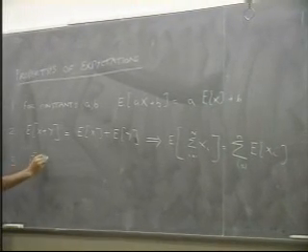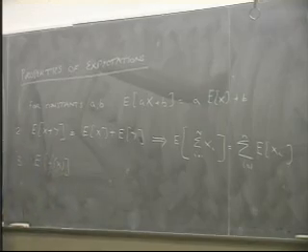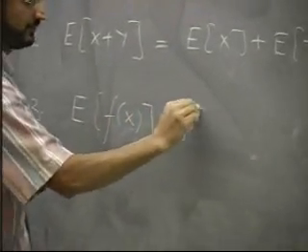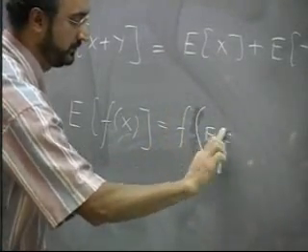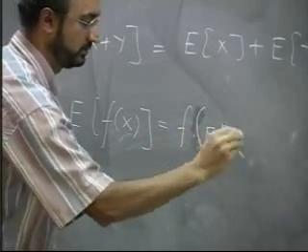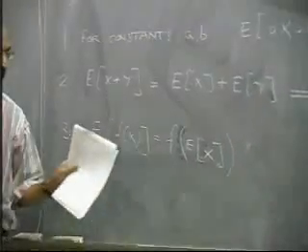It says the expected value of f of x, where f is any function, is nothing more than f of E of x. From a symbolic manipulation purpose, we can pull the f out of the E. If you have an E of f of x, we can make it f of E of x. And of course, it goes both ways. If you have f of E of x, we can pull this out.